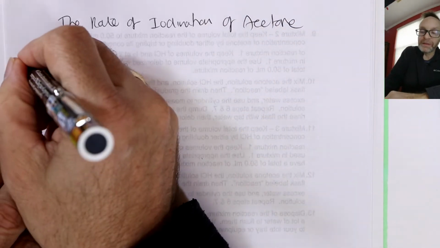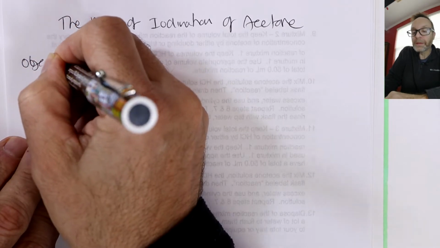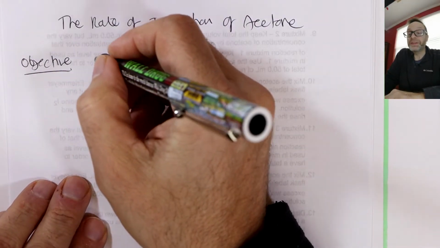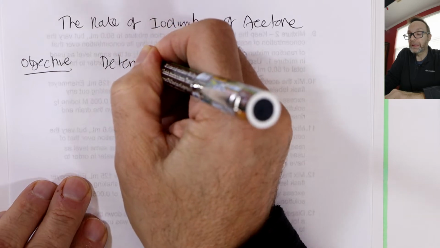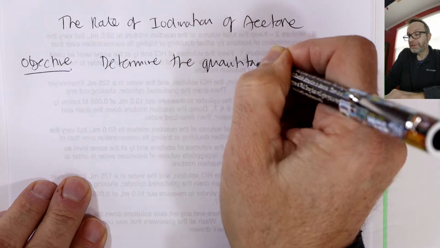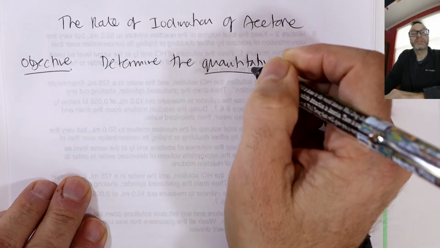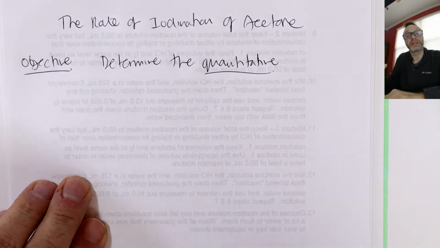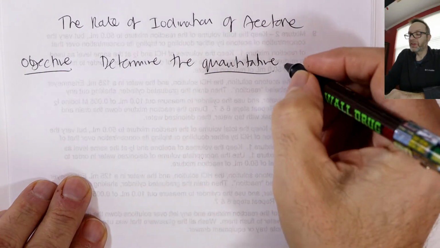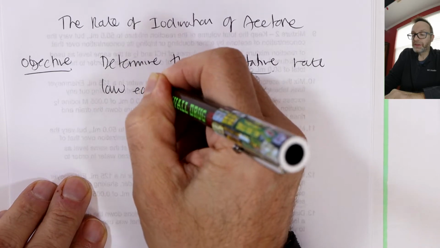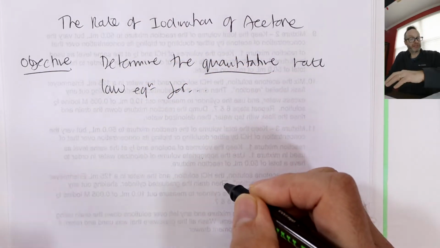Now the objective is for you to develop the rate law equation for this reaction. Determine the quantitative rate law equation. In other words, you need numbers, so you can have orders of reaction, and you can have the units and value of k. Determine the quantitative rate law equation for, here's your reaction.